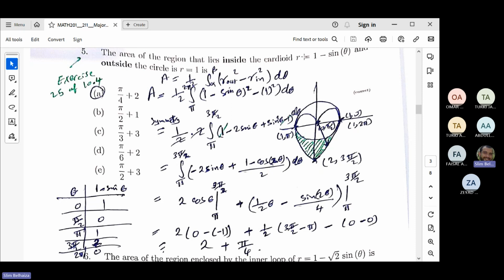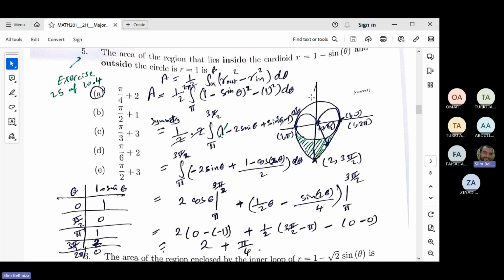If we try to make the first curve intersect with the second curve, what do we get? We get 1 minus sine theta equals 1, which means sine theta needs to be 0. And sine theta would be equal to 0 where? Exactly. Sine theta would be equal to 0 at 0, pi, 2 pi.